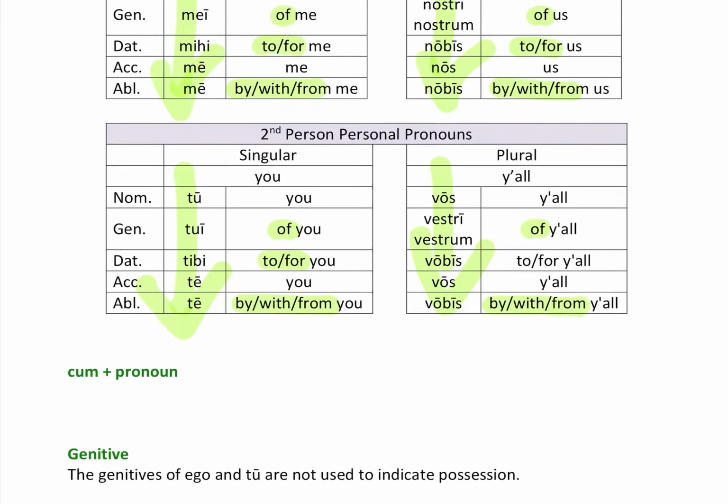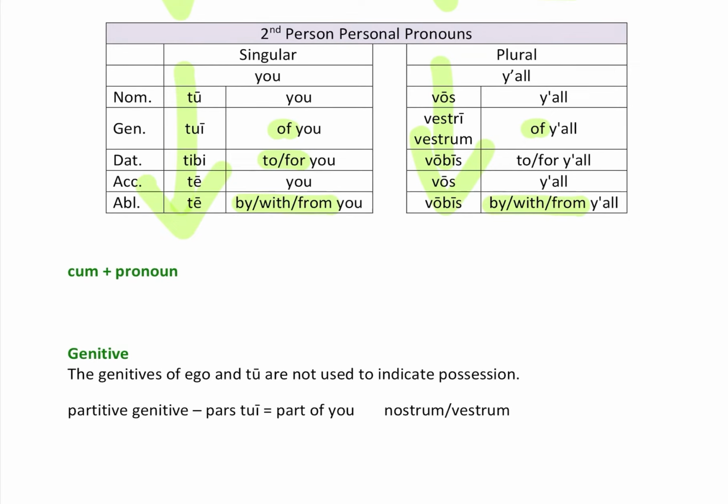So sometimes the preposition cum, which you already know means with, right? And the pronoun that takes, so cum takes the ablative, you know that.